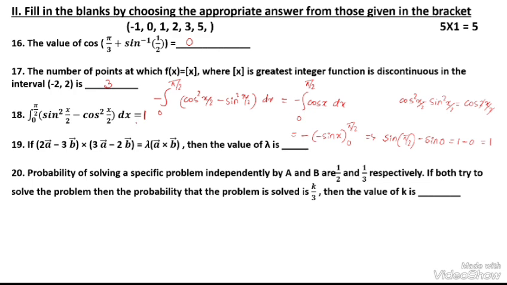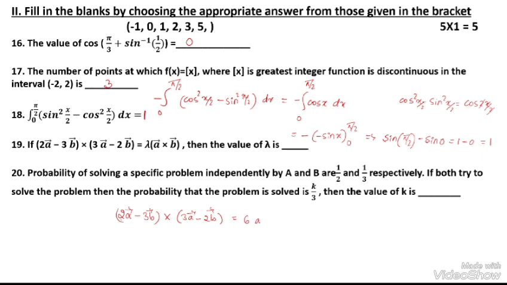Next, question number 19. If 2a minus 3b cross 3a minus 2b is lambda of a cross b, we have to find the value of lambda. Here I will take 2a minus vector 3b, taking the cross product with 3a minus 2b. I will take the multiplication, 2 into 3.